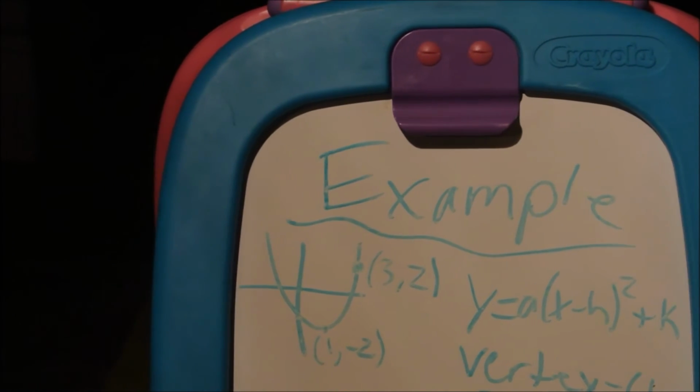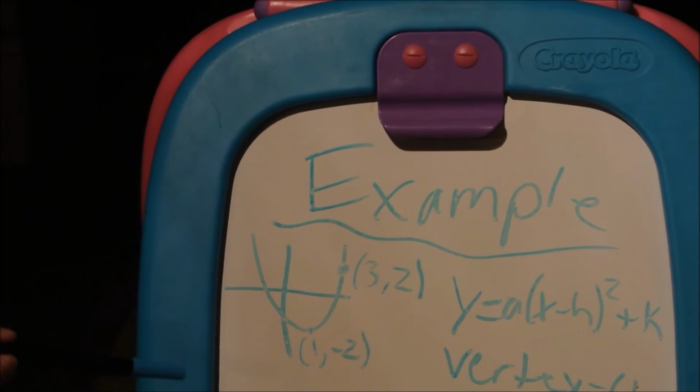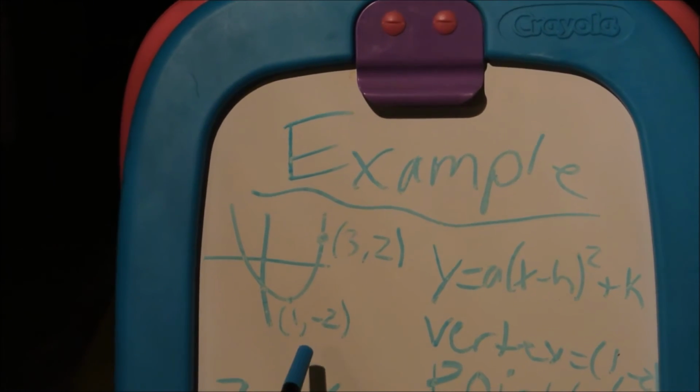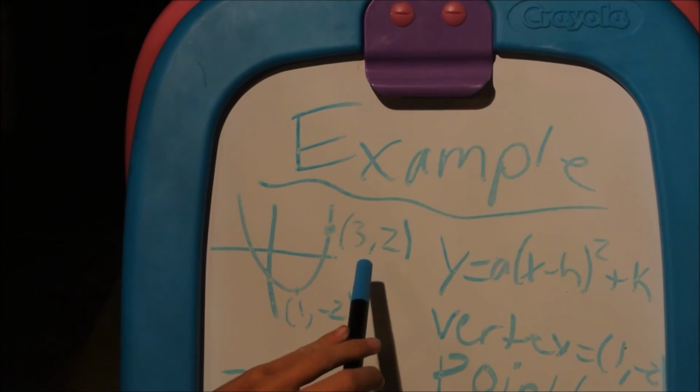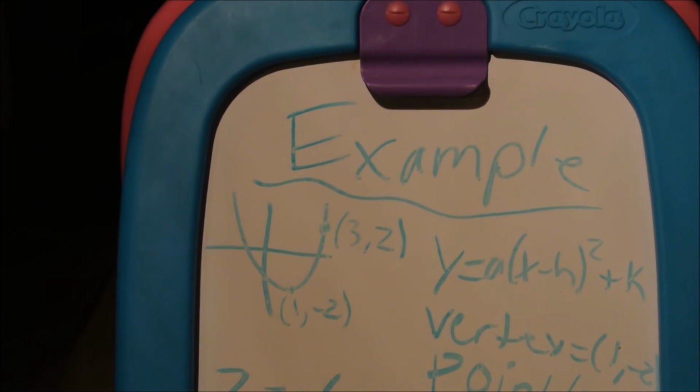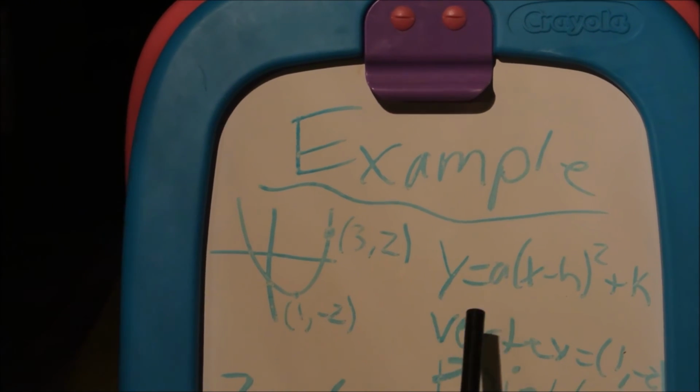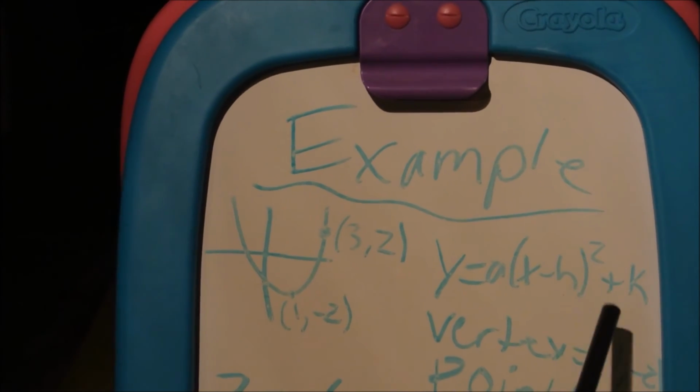An example of writing quadratic functions in models. So right here we take the graph with the points, the vertex being (1, negative 2), and a point on the graph (3, 2). So we'll use the vertex form y equals a times (x minus h) squared plus k.